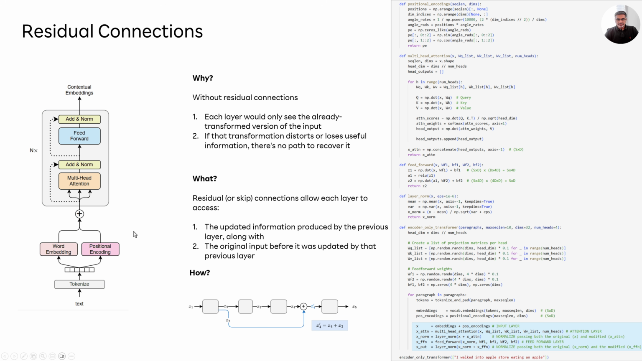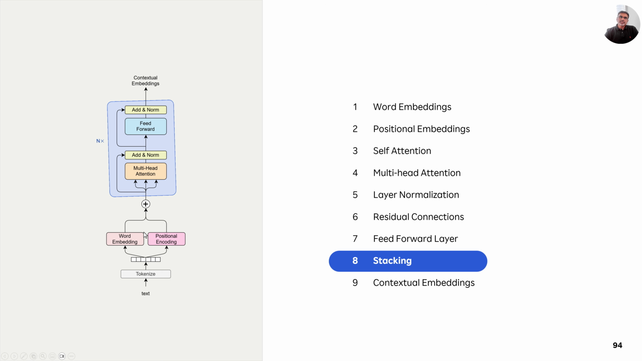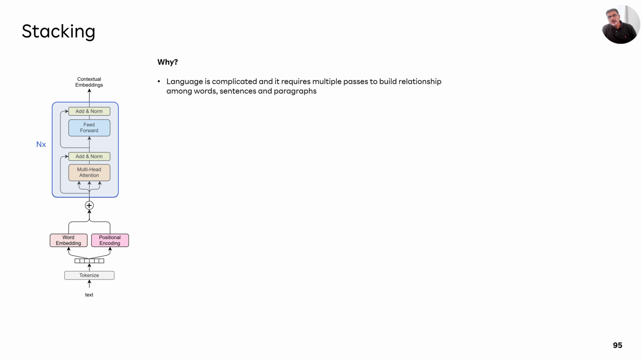Okay, so now we have understood that. Now let's look at the next part, which is stacking. In the transformer neural network architecture in the paper, it is shown in this block, and then it says NX, which means there are N such blocks in the neural network architecture. So what is this thing? Why do you need it? Let's understand that next. So language is a complicated thing.